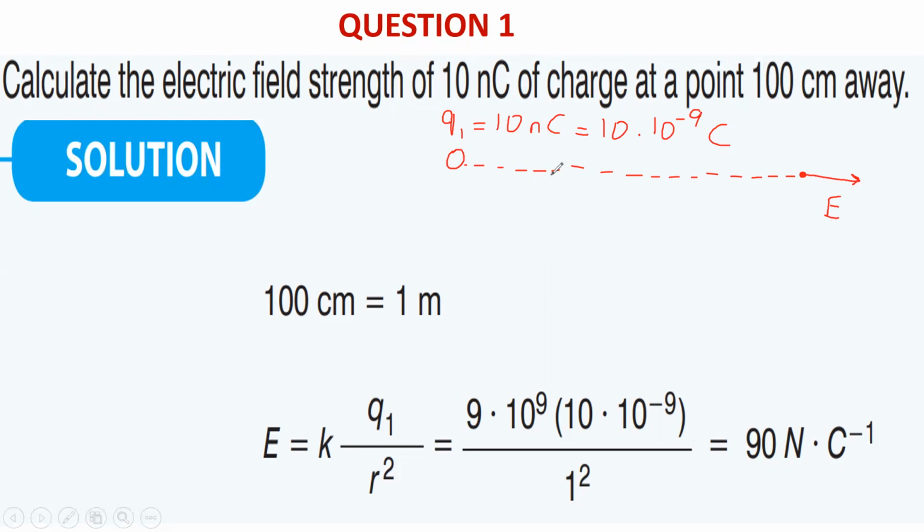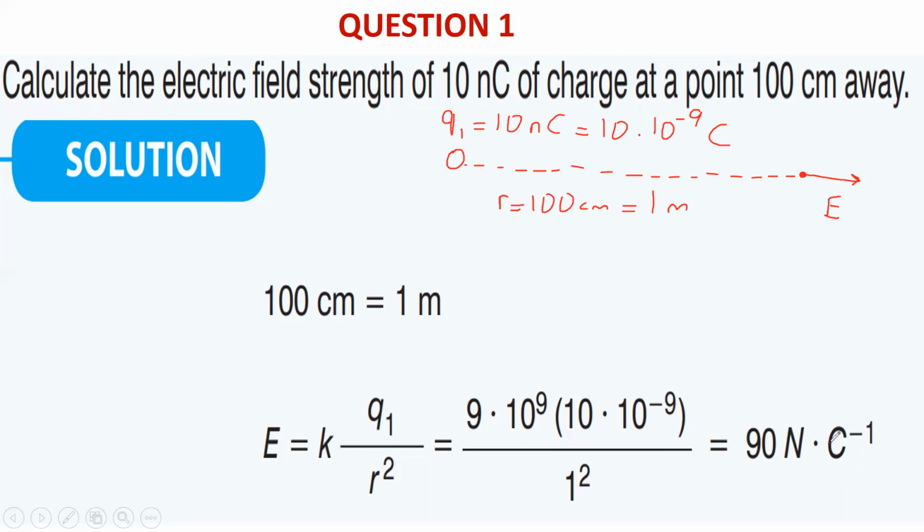Just to understand what's going on, the distance R is equal to 100 centimeters. As you know, 100 centimeters is equal to 1 meter divided by 100, so 1 meter. I converted it already here. E is equal to K, Coulomb's constant, times Q1 over R squared. So 9 times 10 to the power of 9 times 10 times 10 to the power of negative 9, coming from Q1, over 1 squared. So 90 N times C to the power of negative 1.